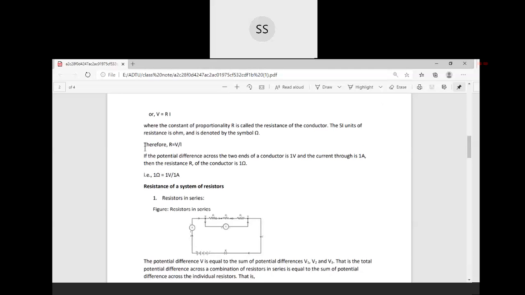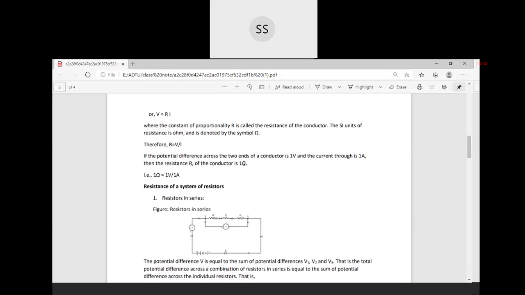We have already known the definition of 1 ampere current. Now you have to define 1 ohm resistance. If the potential difference across the two ends of a conductor is 1 volt and the current flow is 1 ampere, the resistance R of the conductor is 1 ohm.